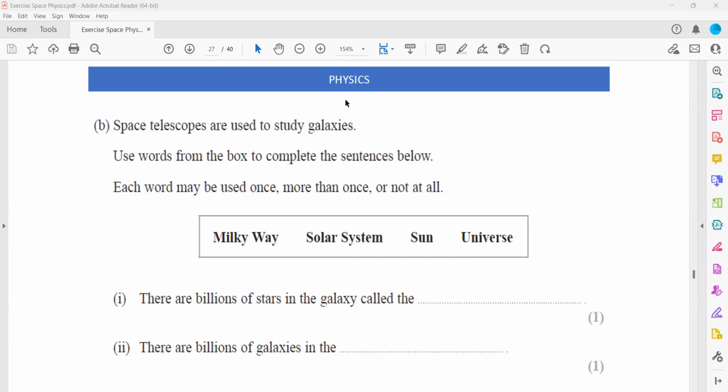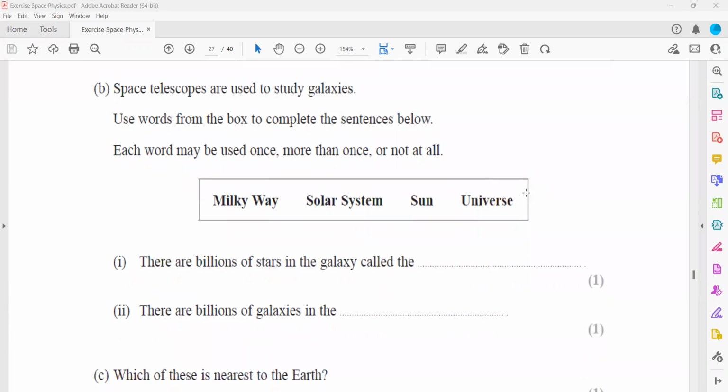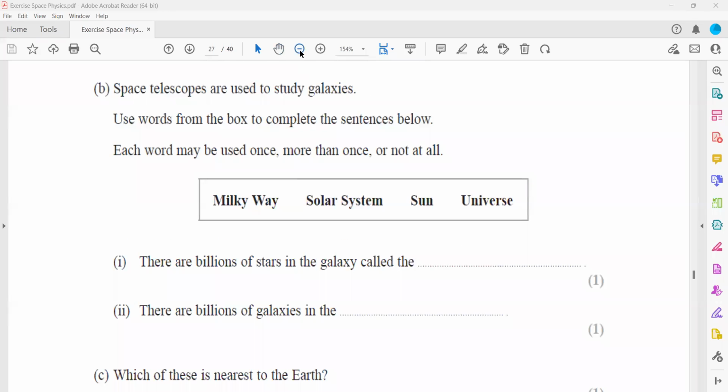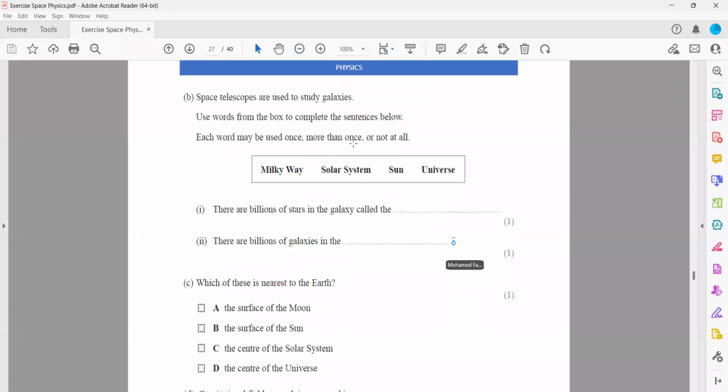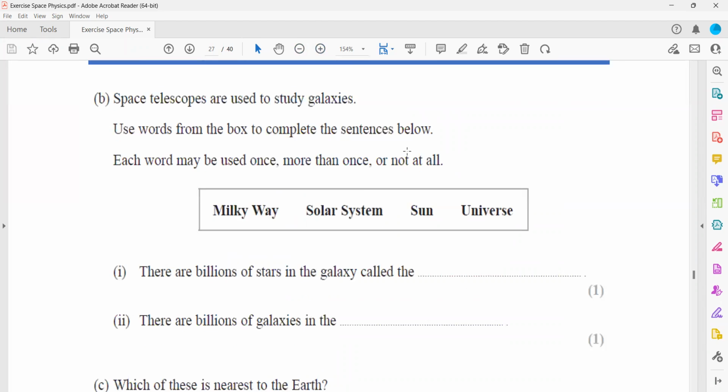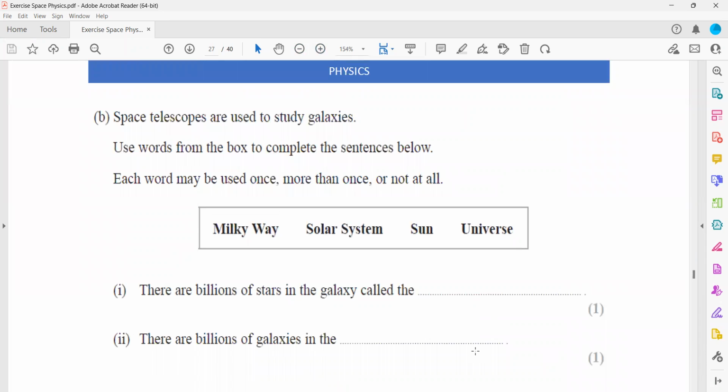Space telescopes are used to study galaxies. Use words from the box to complete the sentences below. Each word may be used once, more than once, or not at all. So it's not like you have to use all of them. There are billions of stars in a galaxy. What do we call it? Billions of stars in a galaxy called the.